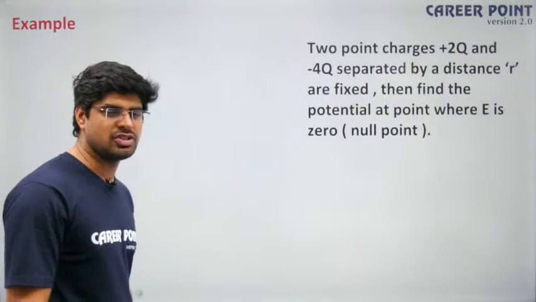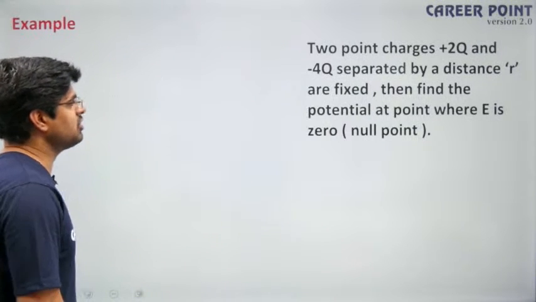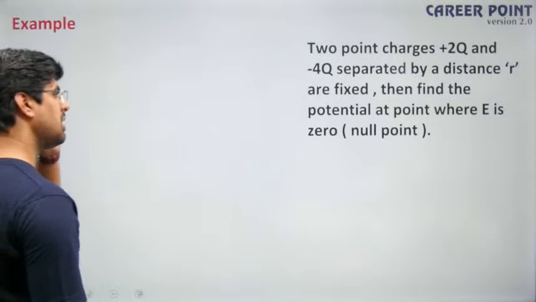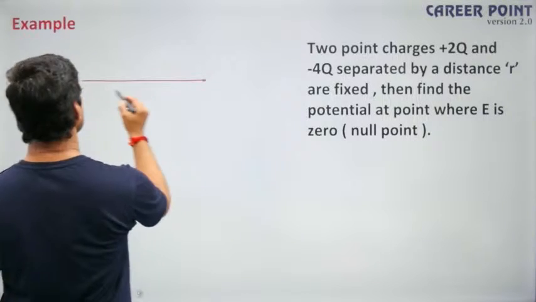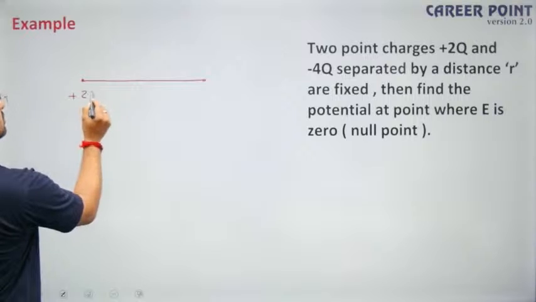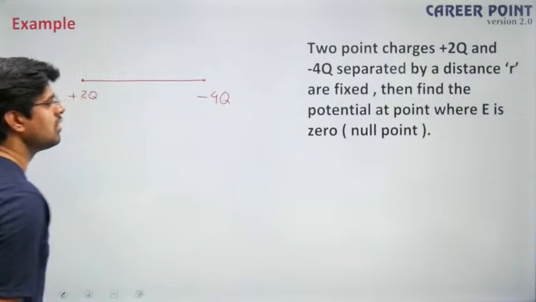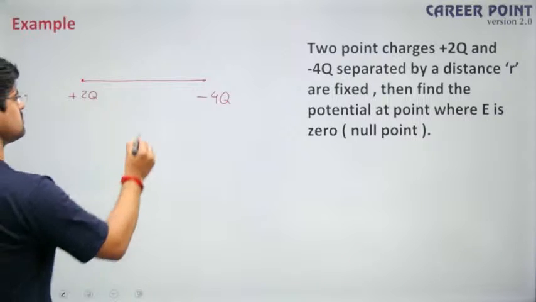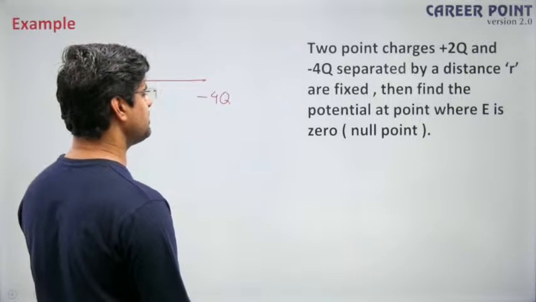So let's attempt one question on the basis of whatever discussion we have had till now. In this question, two point charges plus 2q and minus 4q, separated by a distance small r, are fixed. Then find the potential at a point where electric field is 0, the null point.